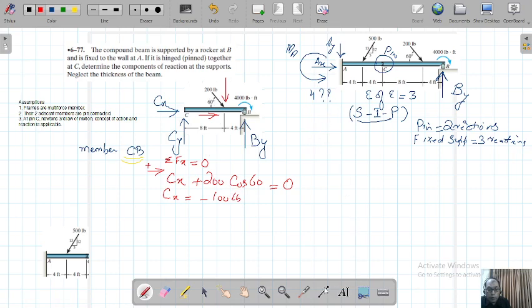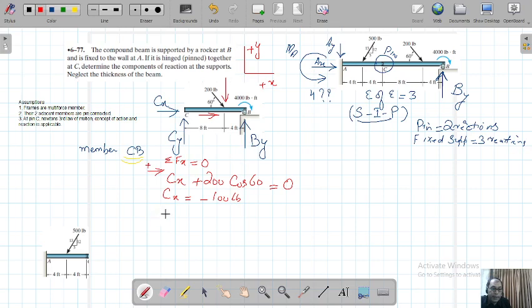If you want, for your easiness, you can say this is your positive x and this is your positive y. So Cx is minus 100 pounds. Now we have calculated the value of Cx. Now we need two unknowns, Cy and By. So for our easiness, in order to calculate By, we will take moment at C.